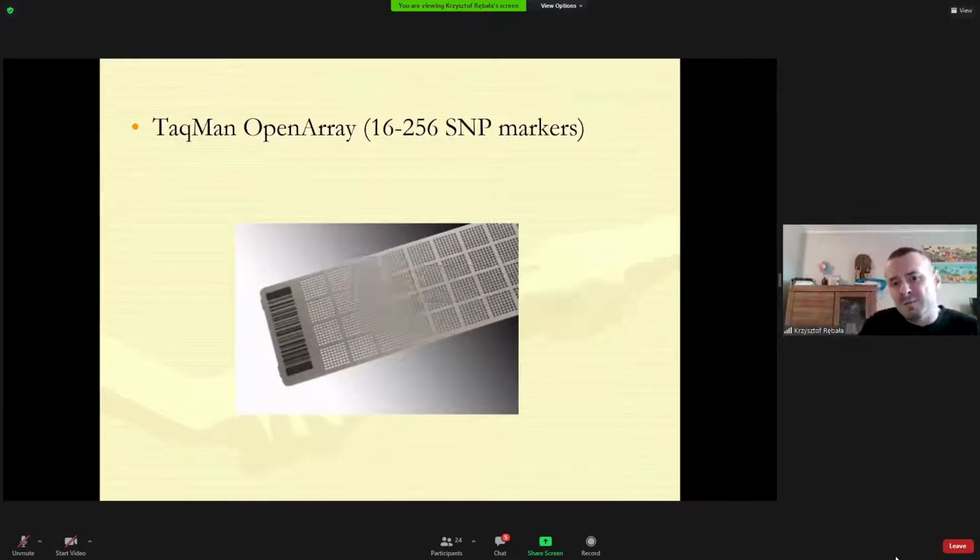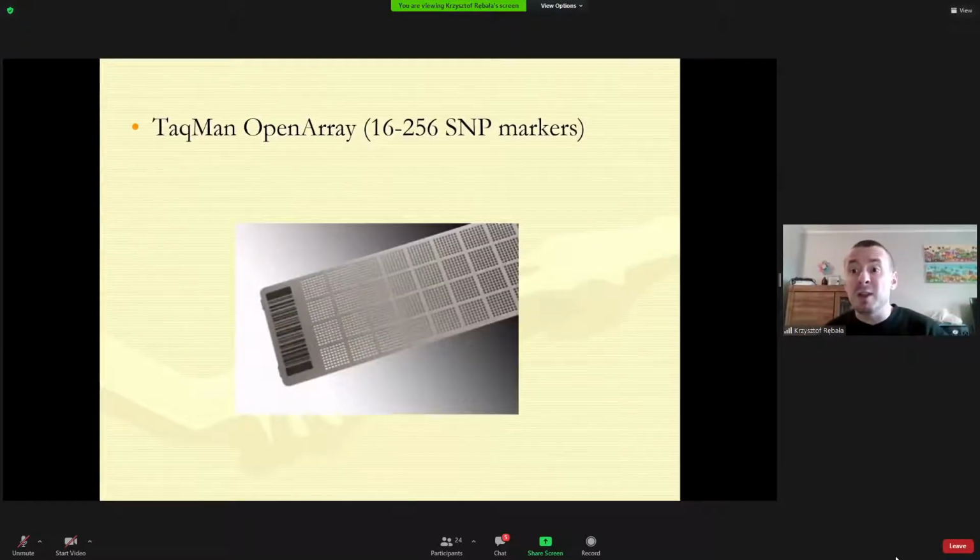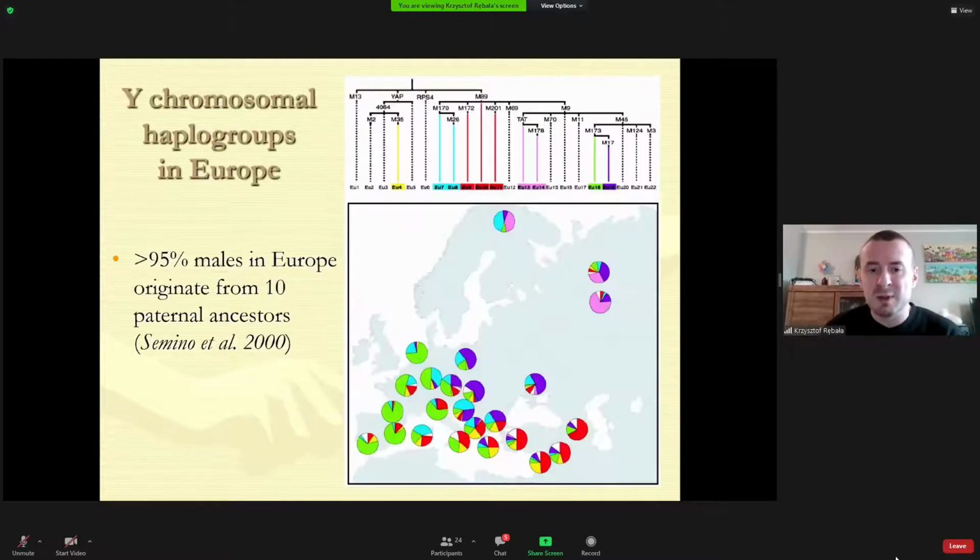Another high throughput method is the TaqMan OpenArray, for simultaneous analysis of 16 up to 256 markers. Of course, currently high throughput sequencing, next generation sequencing, is also used routinely for Y chromosomal haplogroup assignment of a sample.